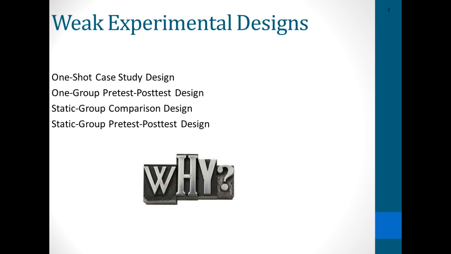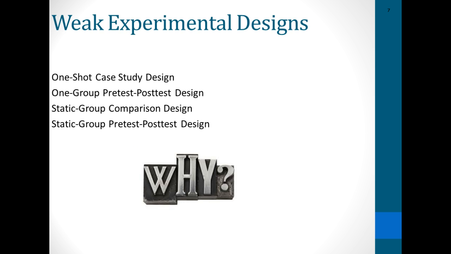So we've got a bunch of different experimental designs that were discussed, and some are considered weak experimental designs, and some were considered good, strong examples or true experimental designs. In a poor experimental design, which would be the one-shot case study, one group pretest post-test, static group comparison design, or the static group pretest post-test design, these are all considered poor experimental designs because they don't have any built-in controls for threats to internal validity.